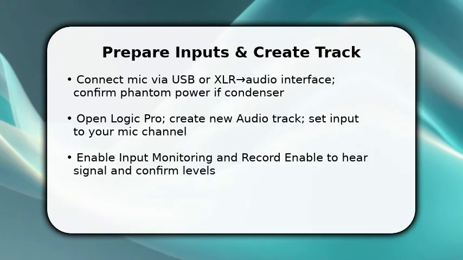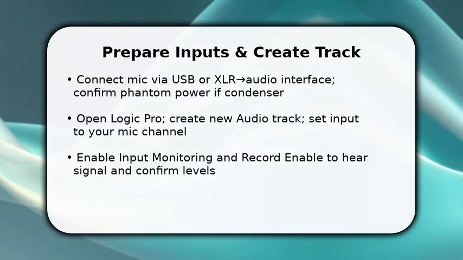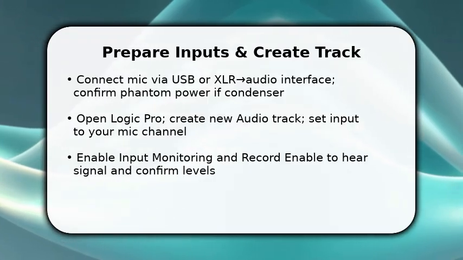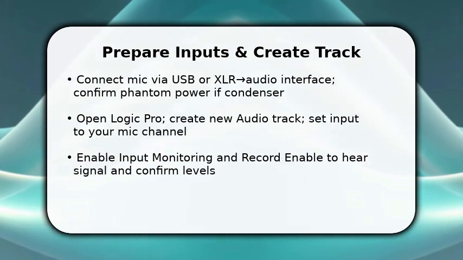Once you see signal on the channel meter, adjust the preamp gain on the interface to hit peaks around -6 dB. This avoids clipping while leaving headroom for mixing later. Now you optimize the microphone chain so recordings are clean and usable.